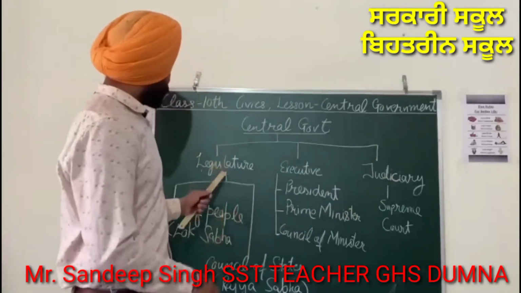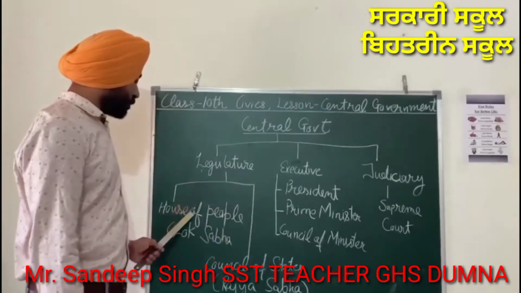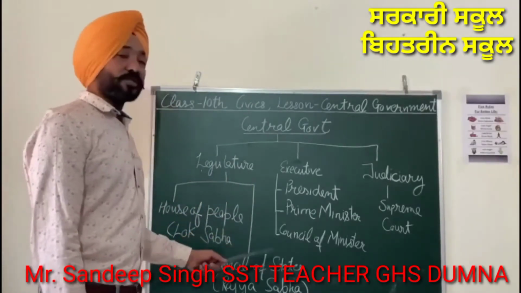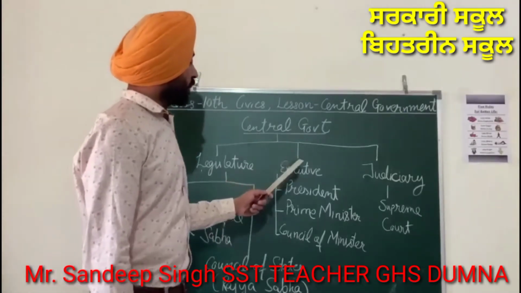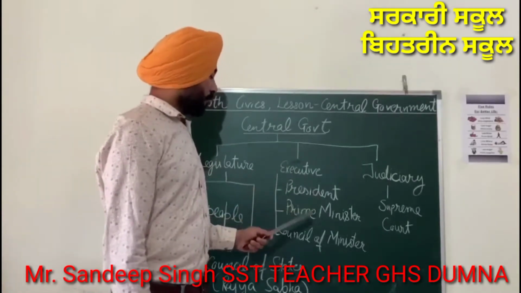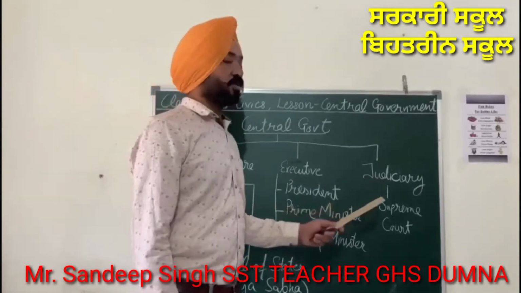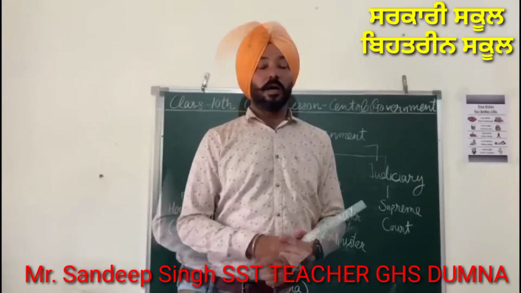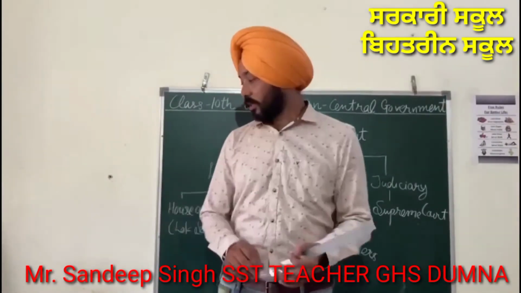And legislature is further divided into two parts. One is House of People or Lok Sabha and second is Council of States or Rajya Sabha. And executive is divided into three parts: President, Prime Minister and Council of Minister. And judiciary has one important part, the Supreme Court. Now I am going to discuss with you about legislature.